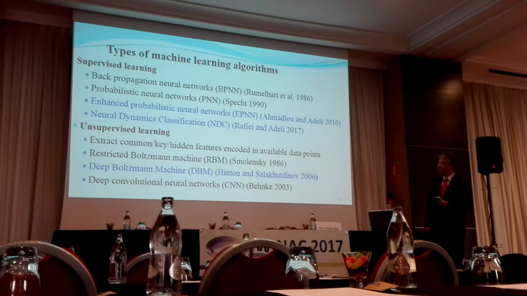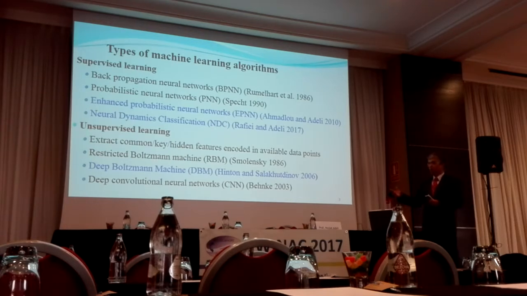And then the second category is unsupervised learning. Here we extract common or hidden features encoded in available data points. Examples are the restricted Boltzmann machine and deep Boltzmann machine, which have attracted a lot of attention, and also deep convolutional neural networks.